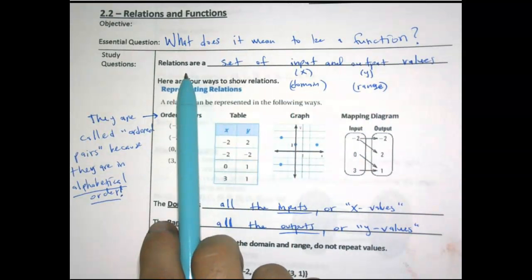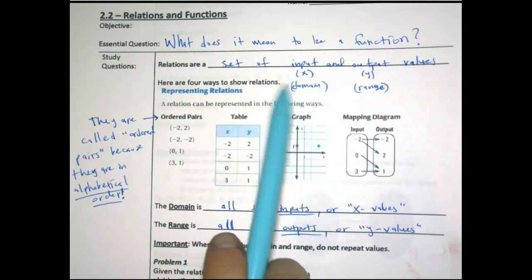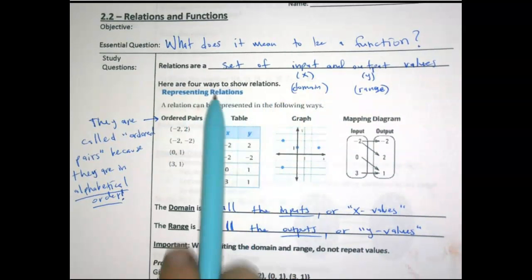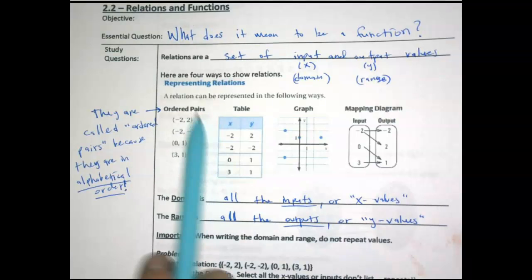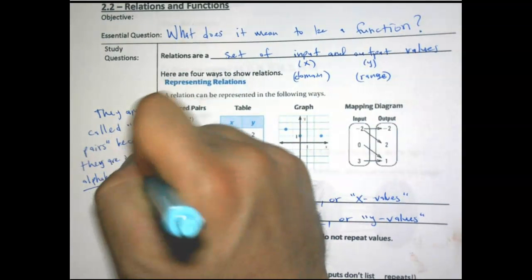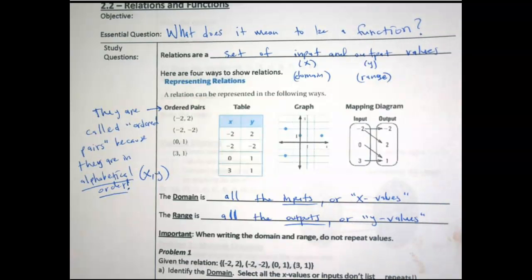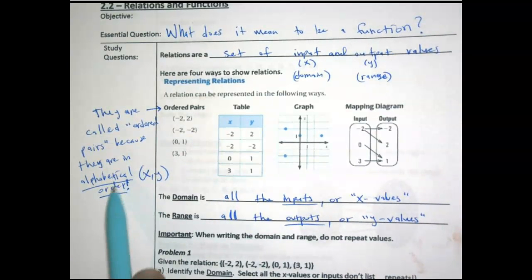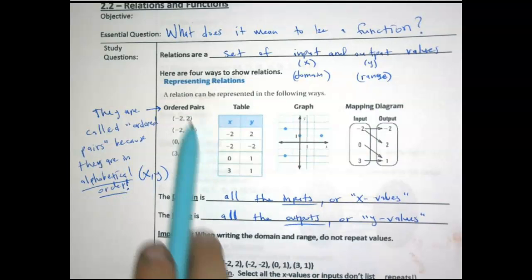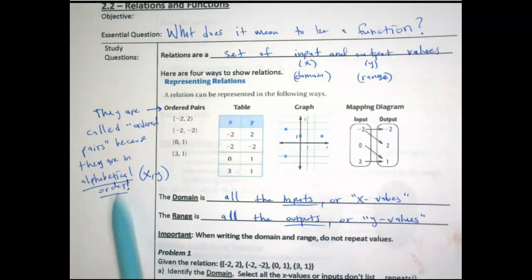Here I'm advising you that relations are just a set of input and output values. Here are 4 ways to show relations. Ordered pairs, right? You use parentheses with 2 numbers. The first number is x, the second number is y, right? So the reason they're called ordered pairs is, as it says here, because they are in alphabetical order, okay? So if we're talking about ordered pairs, again, there's a reason they're called ordered. They are in alphabetical order.